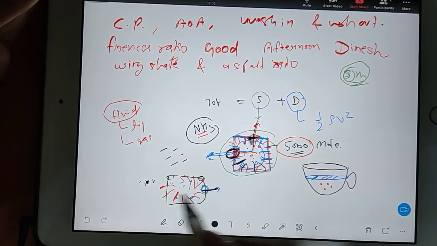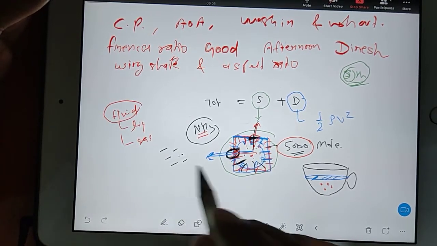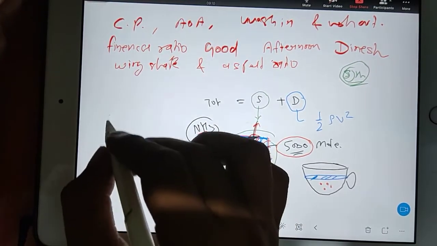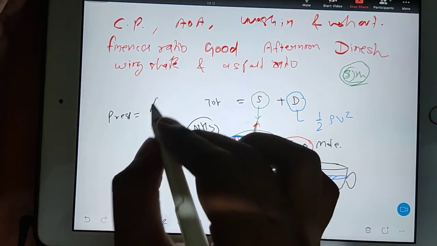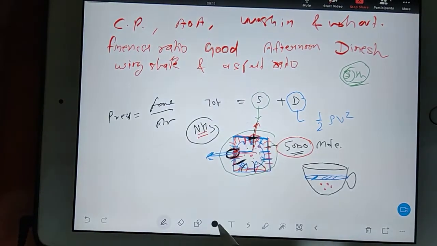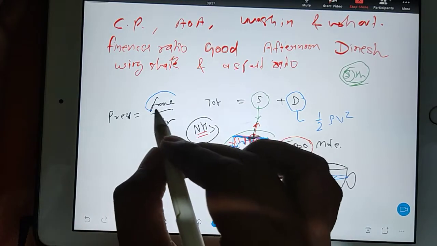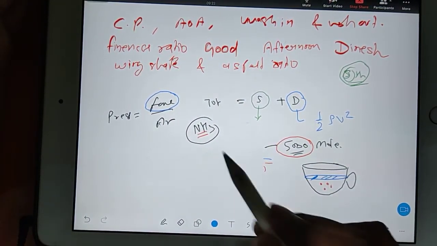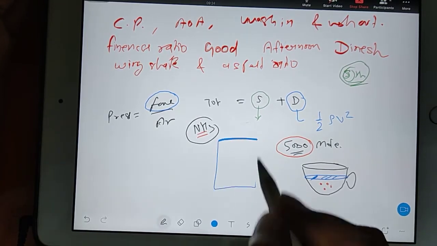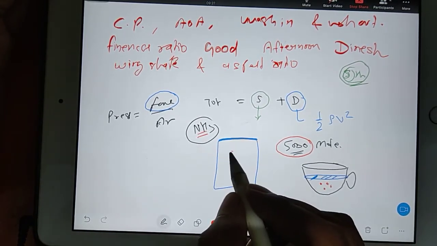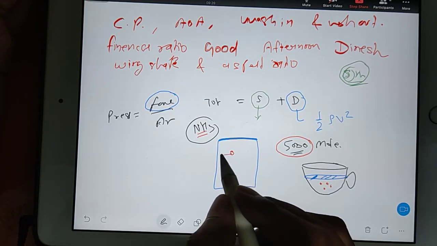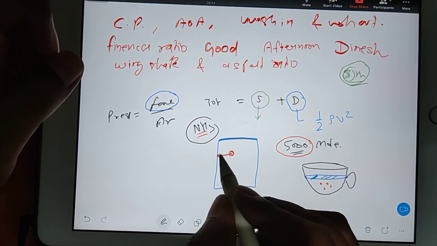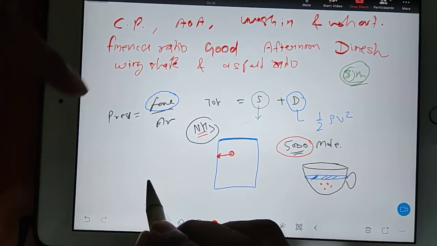Now I will give you a little bit of mathematics, because that is important to discuss static pressure. In physics, pressure is nothing but force by area. The force which is experienced by the wall: in this closed chamber, I'm targeting only one molecule. This molecule will go and hit the wall. This molecule is very, very small, so it will apply a very small force on the wall.